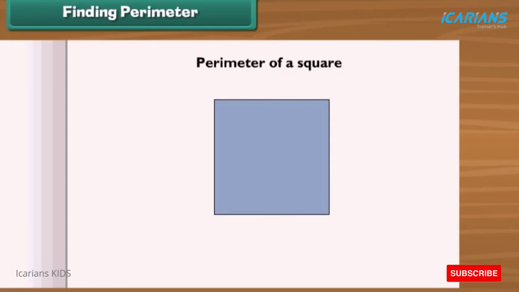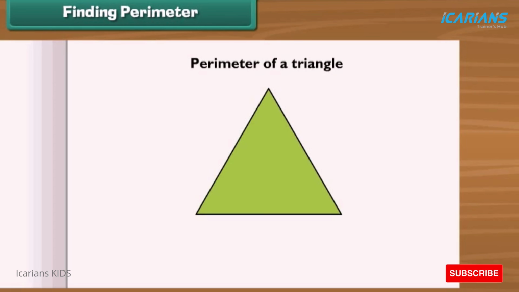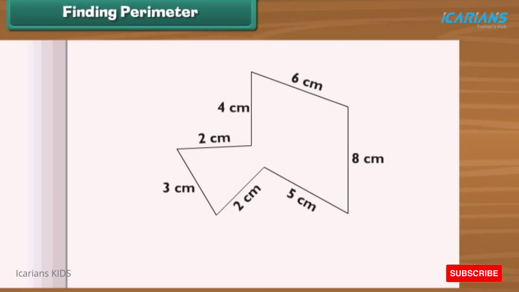Perimeter of a square. Square, you may recall, is a special rectangle whose length and breadth are equal. If A is the length of one side of a square, then its perimeter is equal to A plus A plus A plus A, which is equal to 4 into A. Perimeter of a triangle. Triangle, as you are aware, is a three-sided figure. If A, B, and C are the three sides of a triangle, then its perimeter is equal to A plus B plus C.